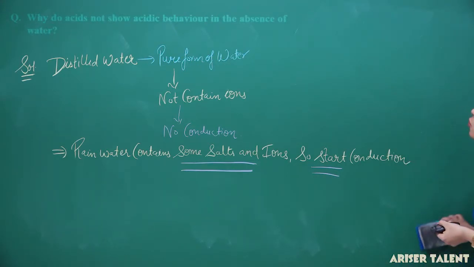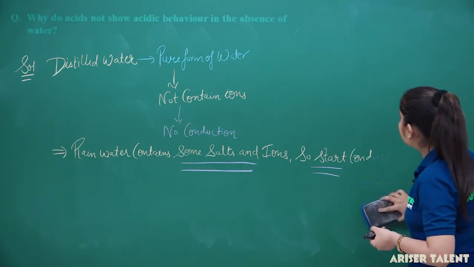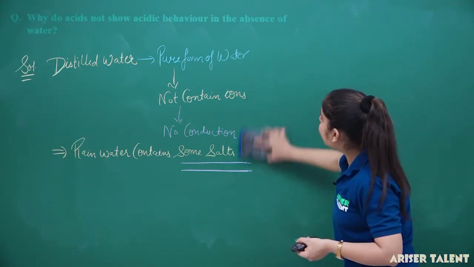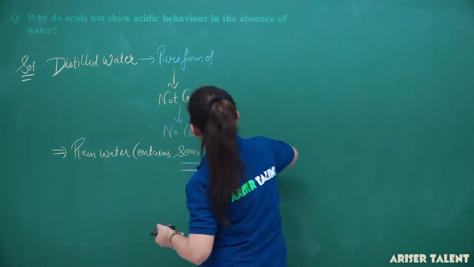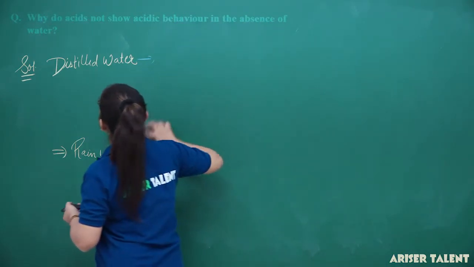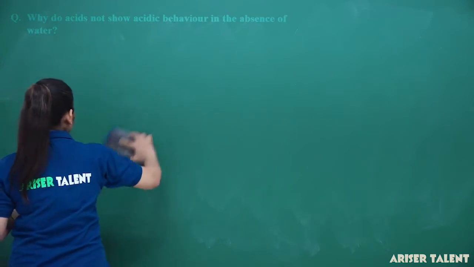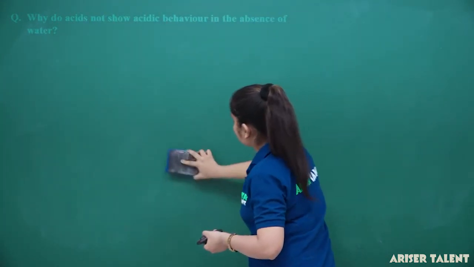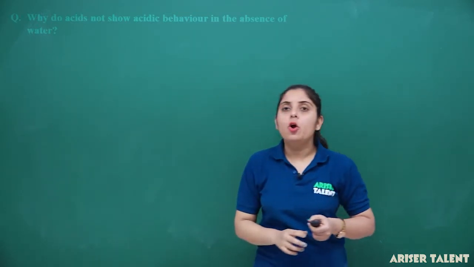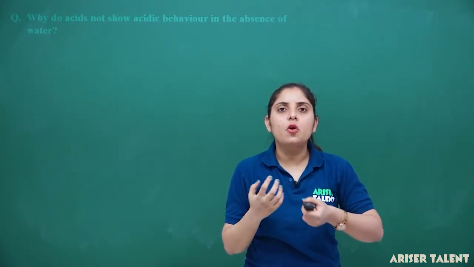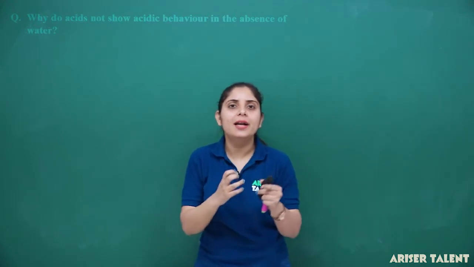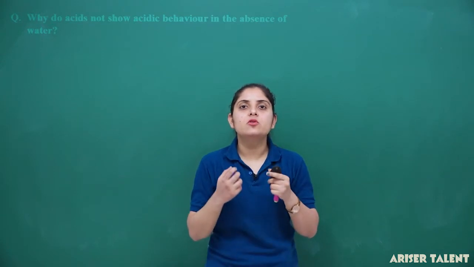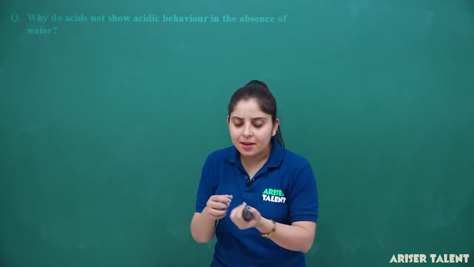Why do acids not show acidic behavior in the absence of water? So what actually happens in the absence of water? If we are not taking water, the HCl is not hydrochloric acid, it is just hydrogen chloride gas. Now, if we add water to it, it will dissociate into ions and start conducting electricity.